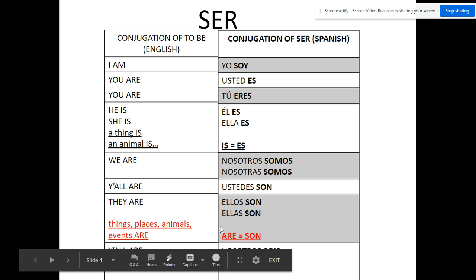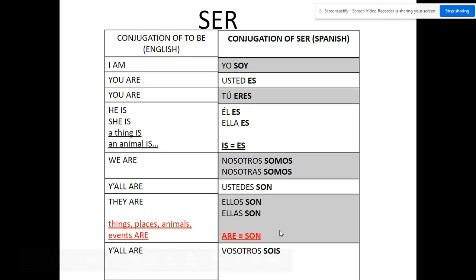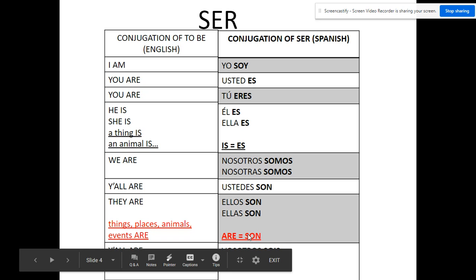Now, if you're talking about multiple places, multiple animals, multiple objects, multiple events, for example, the soccer games are in January. So, son. That are is going to be son. My cats, so animals in plural, are gray. So, you're going to use son.